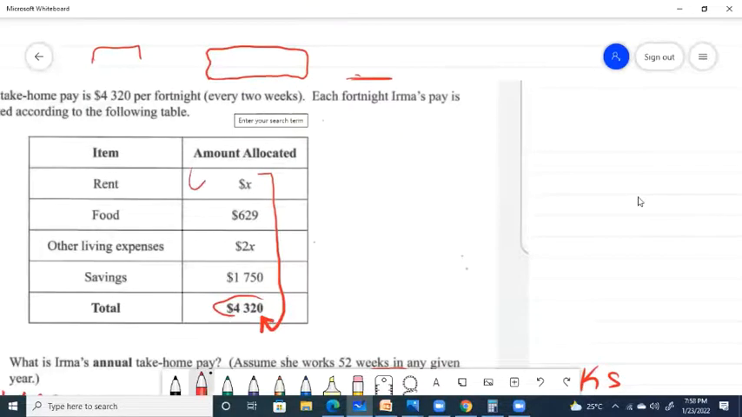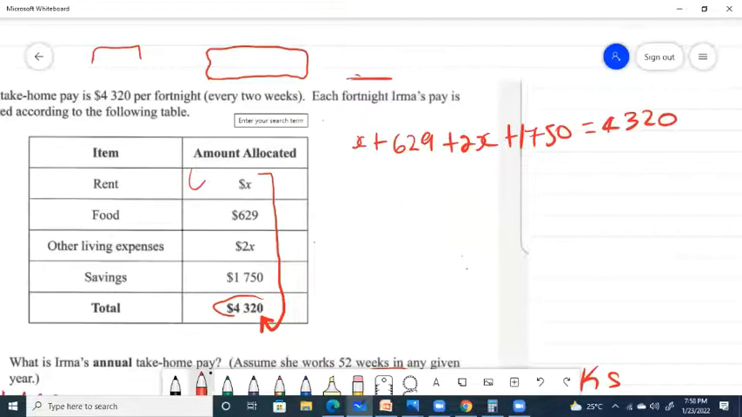Now, isn't it true that we can say this? X plus 629 plus 2X plus 1,750 is equal to $4,320. All of those things that she has on her expense list added up must come to her total pay. And this is a 2-week thing, we know that.